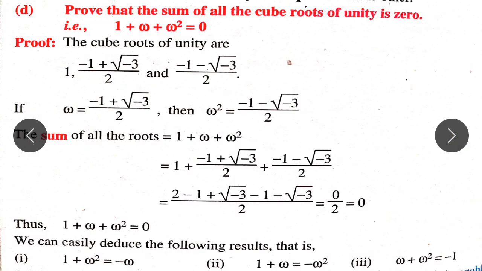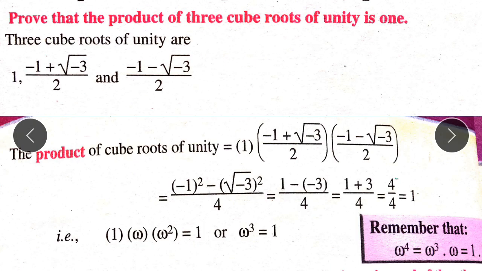Next is to prove that the sum of all the cube roots of unity is 0. It means that if we add all the cube roots of unity, 1, omega and omega square, by taking LCM, we will get 0. Next, if we multiply all these three cube roots of unity, as a result we will get 1. In shortcut form we can write omega cube equal 1.